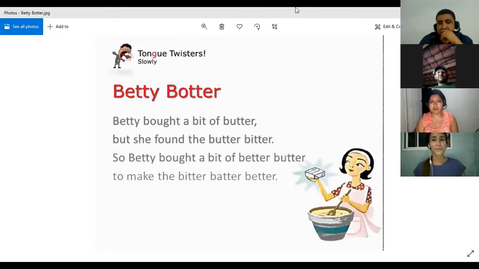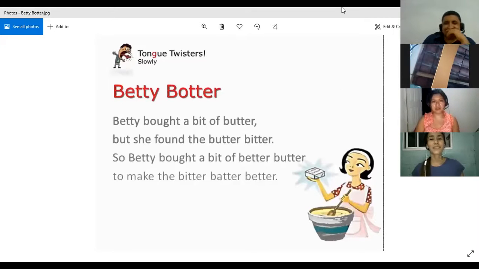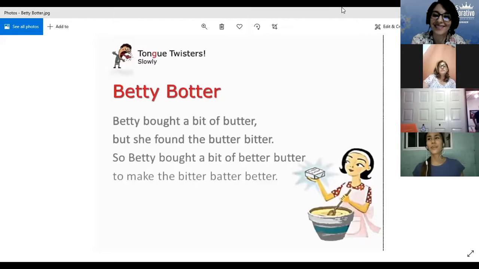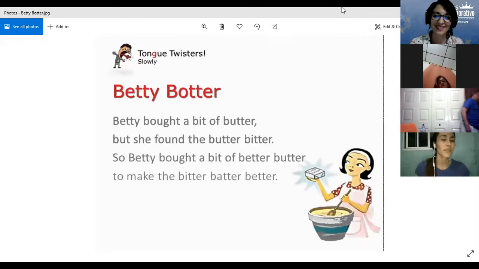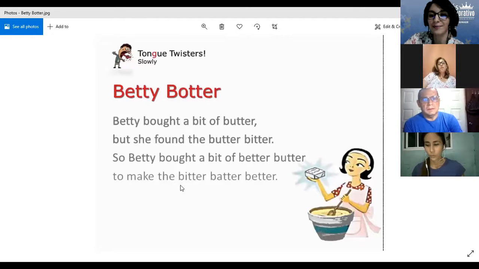Anna, can you continue? Betty butter. Sorry. It's okay. Betty butter a bit. No, I can't. Okay, try slowly. Let's go slowly. Betty butter, a bite of Betty, but she found the butter, Betty butter. So Betty bought a bite of Betty butter. Okay, Anna. Oh, sorry, you were here. To make the better. Okay, Anna, thank you for your effort. I know it's confusing, it's difficult.